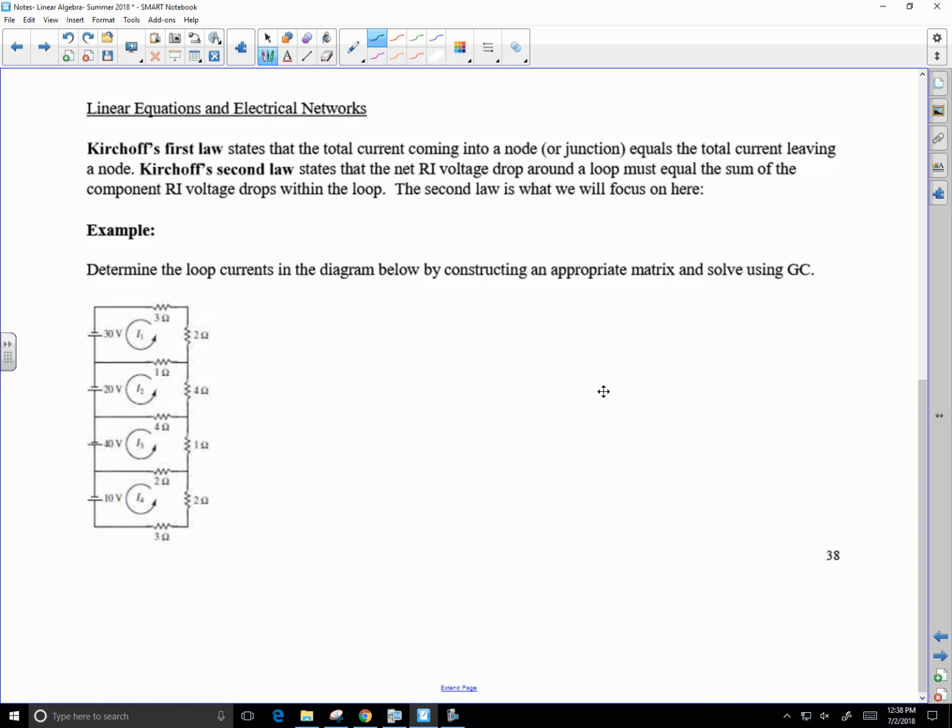So I have this example, and I have something kind of similar to it that might be a little bit easier, but I like this one, so we're going to go with it. So we have 30 volts. So if we're working our way around the circuit, so we're just following this path.